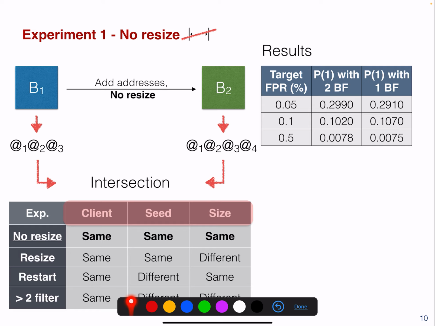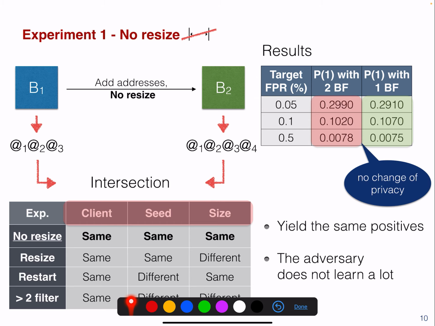So our results are that basically here P of 1 with one Bloom filter is 0.29, right? And if the target false positive rate is bigger, if it's, for example, 0.5%, then this is relatively low. So if we use 2 bloom filters, we can see that it's slightly higher, right? Here. So there's no real change of privacy, right? They yield almost the same positives because there was no resize of the filter itself. So the adversary does not really learn very much.